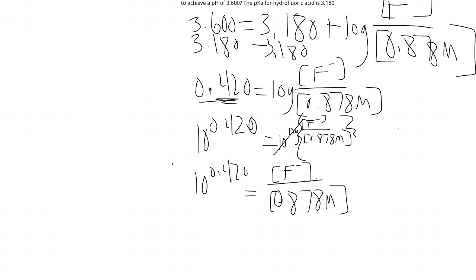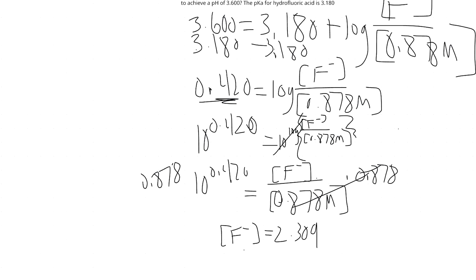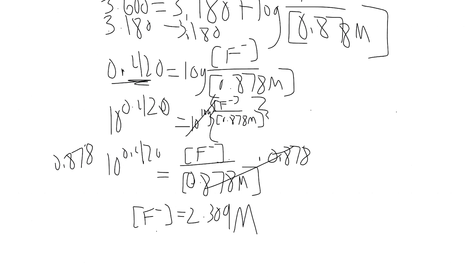And so now the math is simple. We're just multiplying 0.878 on both sides. That cancels out. Do that on both sides, and what you'll find is that the concentration of F minus equals, it's pretty concentrated, 2.309 molar, right? Well, we have this in molarity. We want it in grams. How do we do that? Well, we're given a volume of the solution, right?